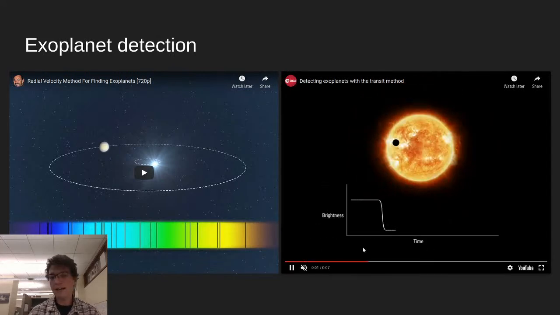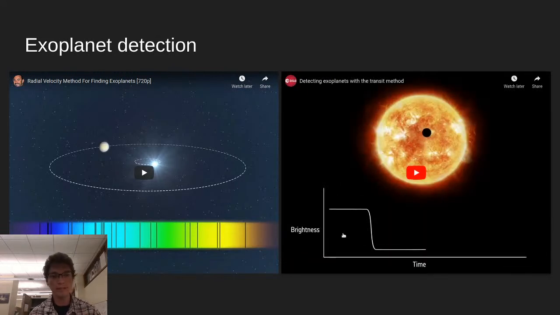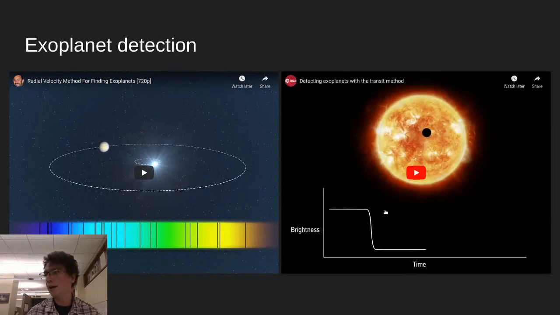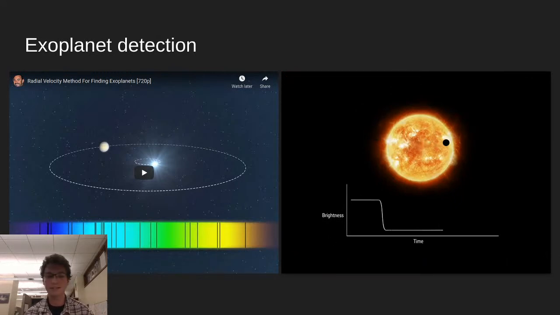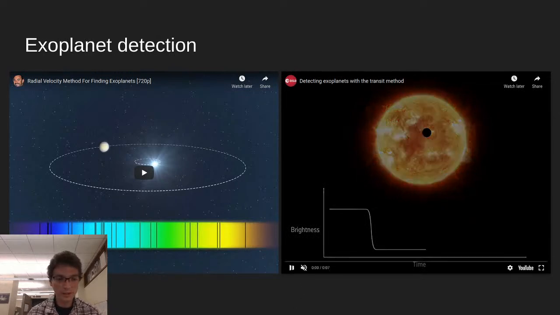So this is a nice technique because you can do it for many stars simultaneously. So most planets won't have the exact alignment that is necessary for this kind of transit event to occur. But if you look at 100,000 stars at the same time, you can still detect thousands of planets with this technique. And so this is what NASA's Kepler mission did, and what TESS is doing now. So these methods are great. They've given us thousands of exoplanets, but they're ultimately pretty limited.